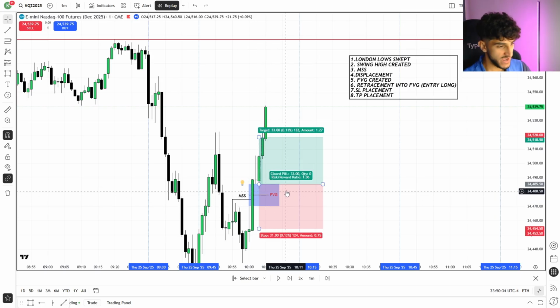And the reason being, as you can see in this scenario right here, price actually retraces just below the edge of the fair value gap and continues to run up, not looking back. So it's very important to execute as soon as price touches into that fair value gap.